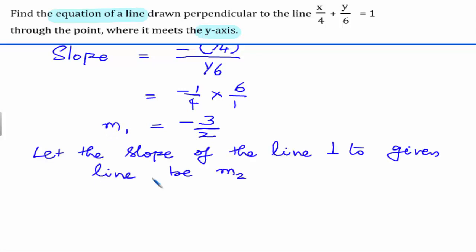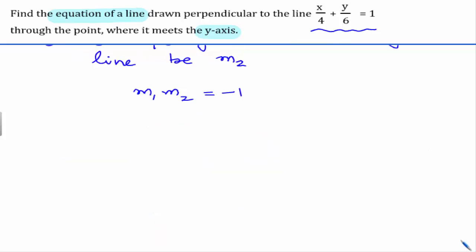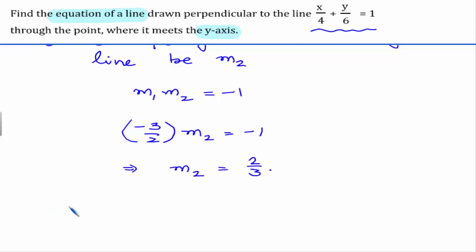Now let us assume the slope of the line which is perpendicular to the given line as m2. Then since they are perpendicular, m1 into m2 must be minus 1. So m1 is this, minus 3 by 2 into m2 is equal to minus 1. So that is m2 is equal to 2 by 3. Now we need to find out the equation of a line having this slope.